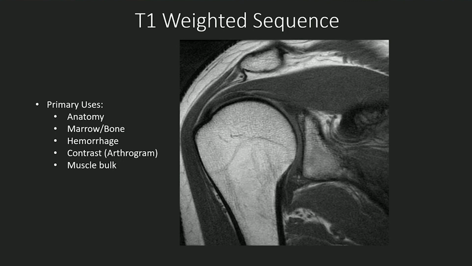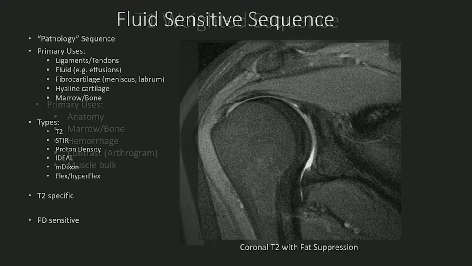Fluid sensitive has many subtypes and many names. You've probably heard of T2, STIR, proton density, but for purposes of evaluating images, it's better to just talk about them as fluid sensitive and T1. Those two categories really simplify everything, and everything will fall into those two categories.